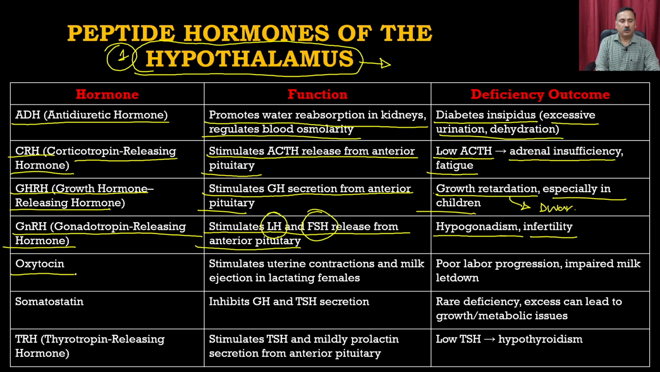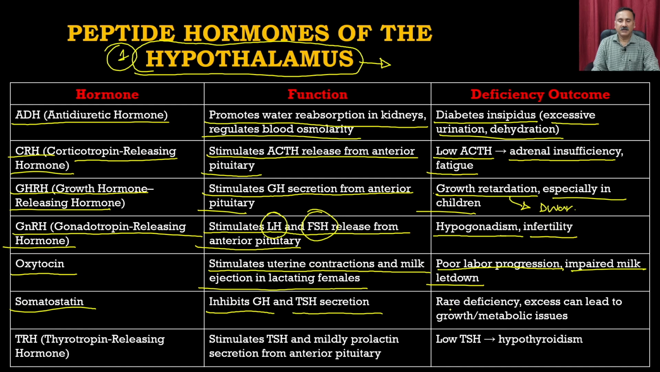Then we have oxytocin, which stimulates uterine contractions and milk ejection in lactating females, and a deficiency of oxytocin is going to cause poor labor and impaired milk production. Then we have somatostatin, which inhibits growth hormone and TSH secretion, and an excess can lead to growth or metabolism related issues.